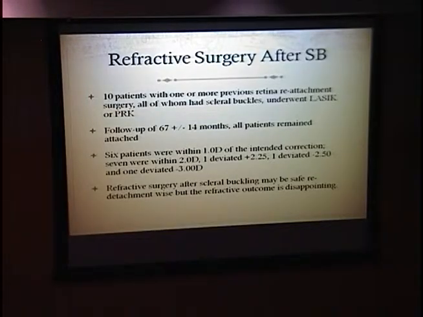Another interesting, this is kind of an aside, there's a paper about refractive surgery after scleral buckling for retinal detachment. And I always wondered about that. Does it work? Is it good? Is it safe? It's a small study, only 10 patients. But these are people who had one or more previous retina reattachment surgeries, and they all had a scleral buckle. That was one of the inclusion criteria for the study. And I think 5 of them had LASIK and 4 had PRK, and they were followed for an average of 67 plus minus 14 months. So everybody was attached at that follow-up period. Nobody had a redetachment or a new tear or new retinal pathology.